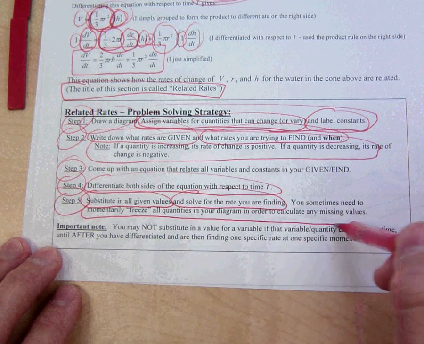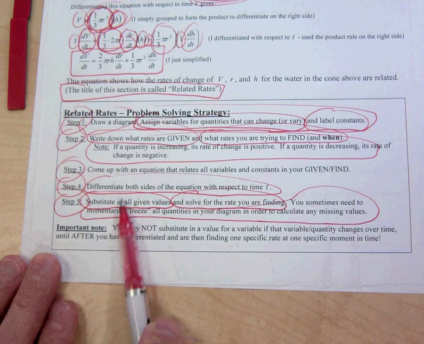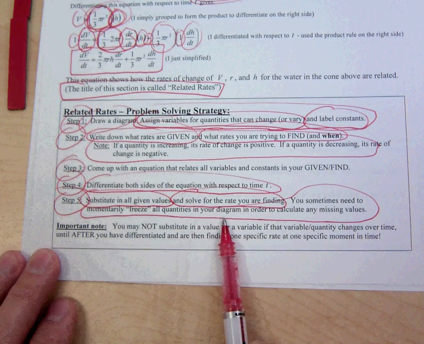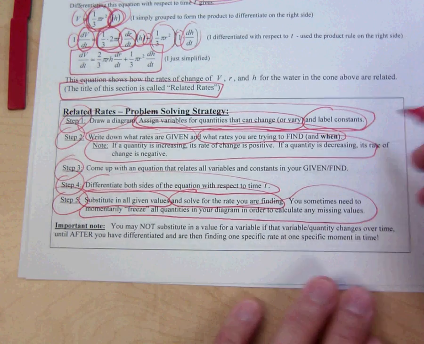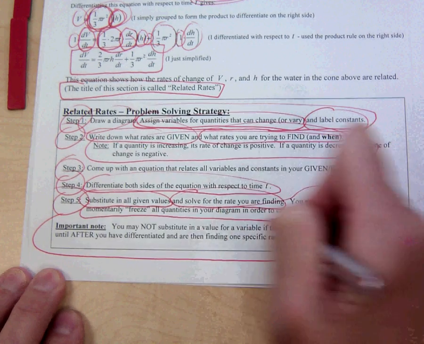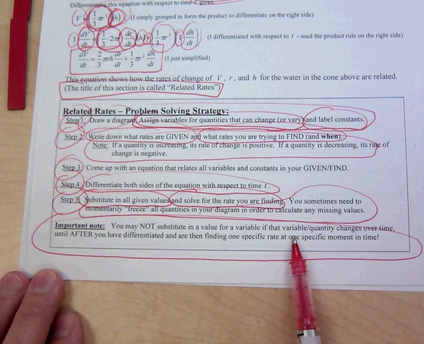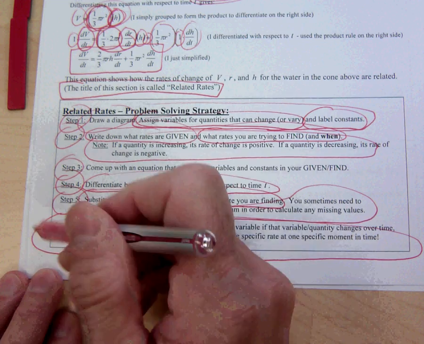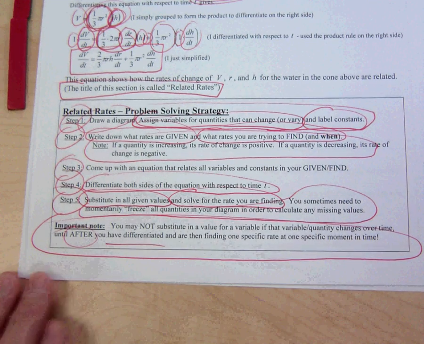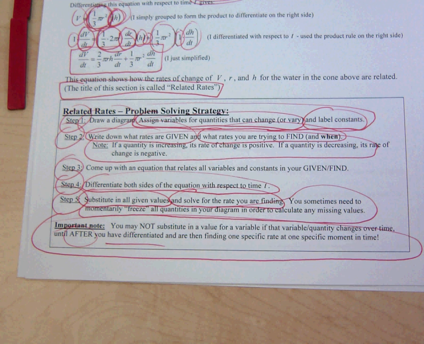Now again, I'll talk more about this in a minute, but just make a note here that you sometimes need to momentarily freeze all quantities in your diagram in order to calculate any missing values. And that's only at the end. So I'm going to write that as an important note here. You may not substitute in a value for a variable if it's changing over time until after you've what? Until after you've differentiated. That's the number one mistake you're going to make right there. You're going to put in a value for a variable too soon, and then you're going to get the incorrect rate that you're looking for. Do not make that mistake. It'll make more sense when I do some examples.